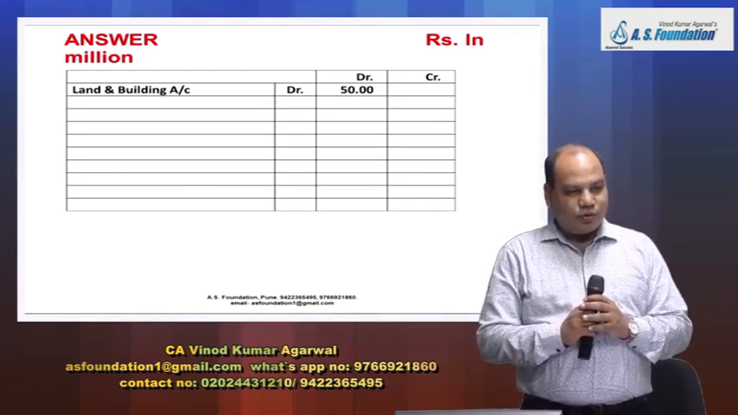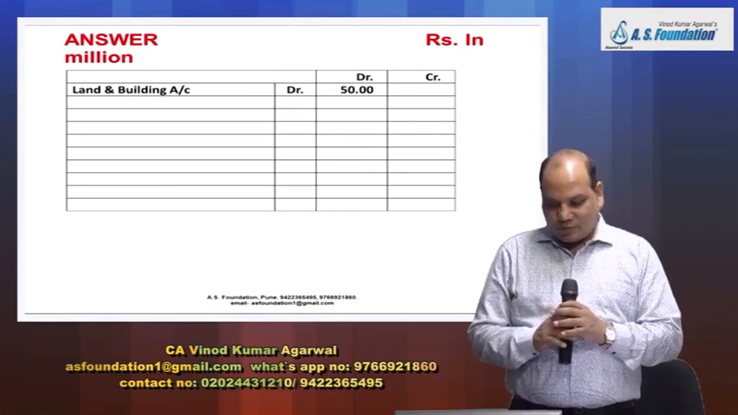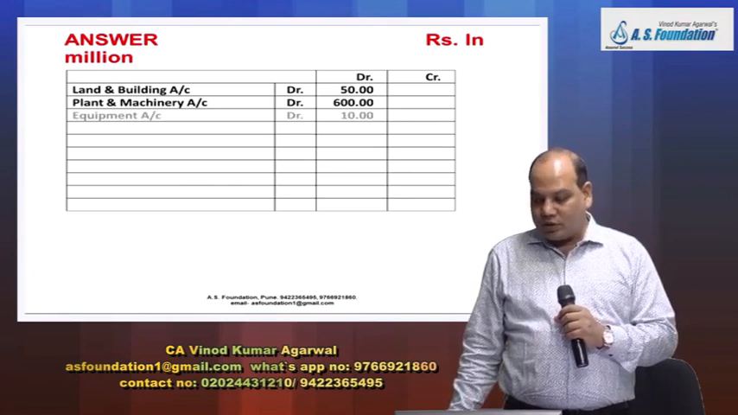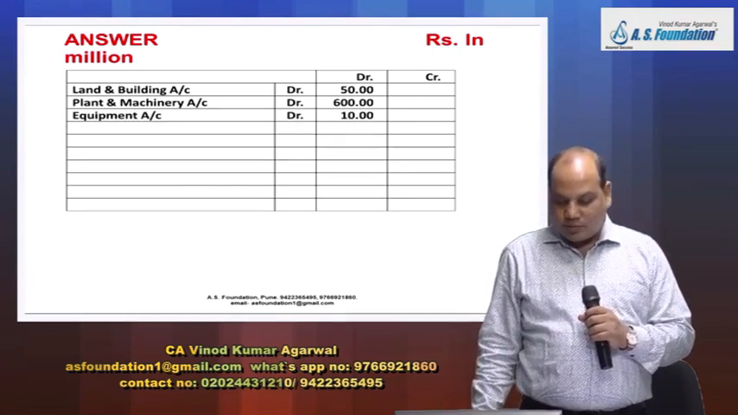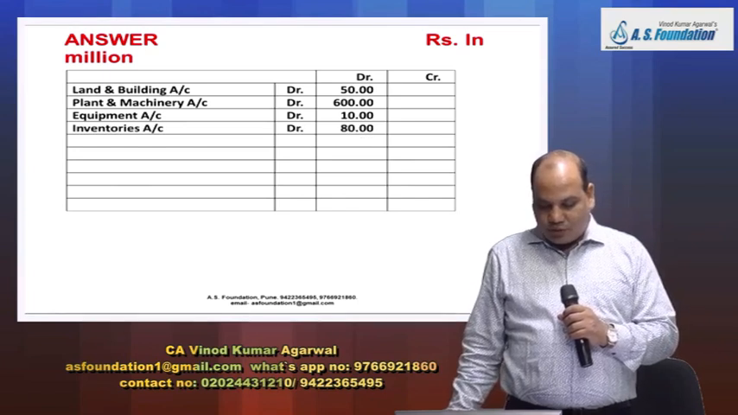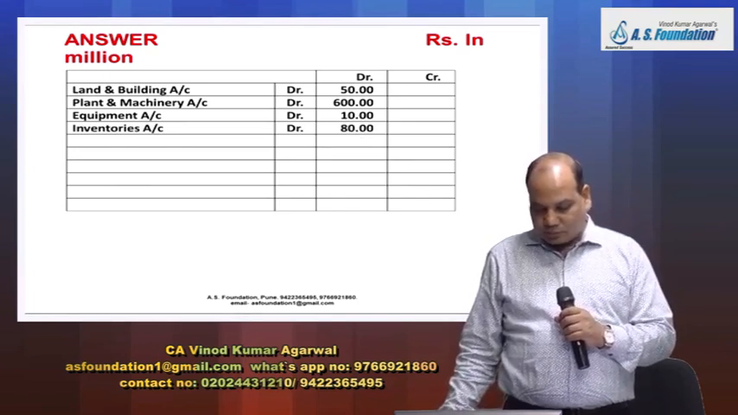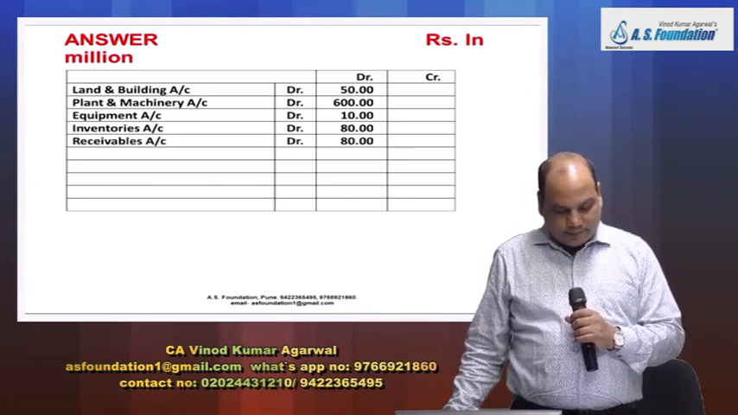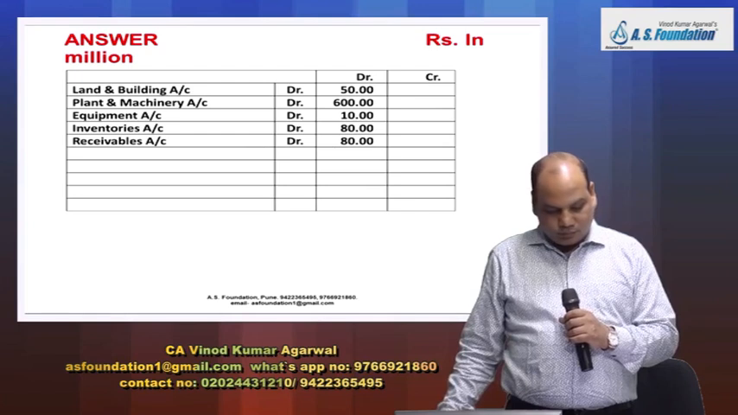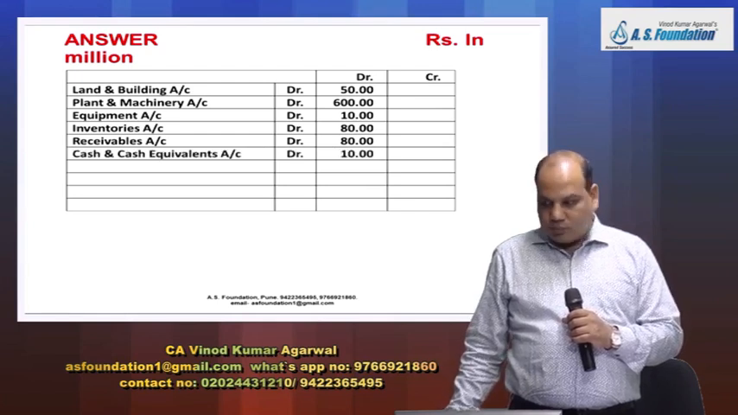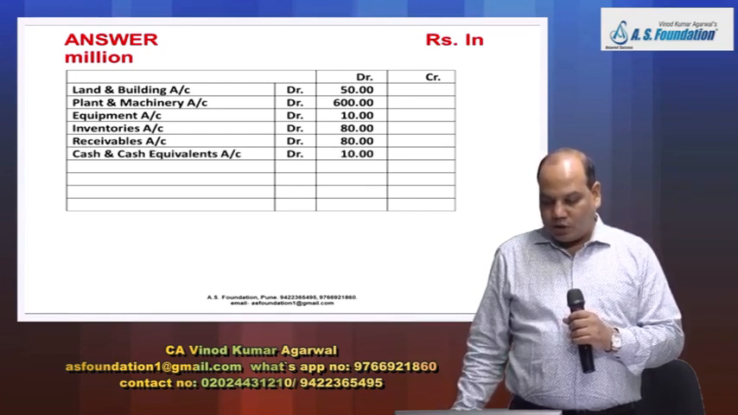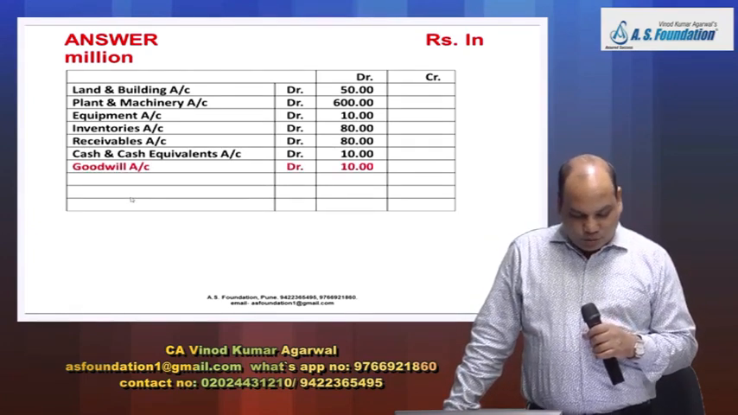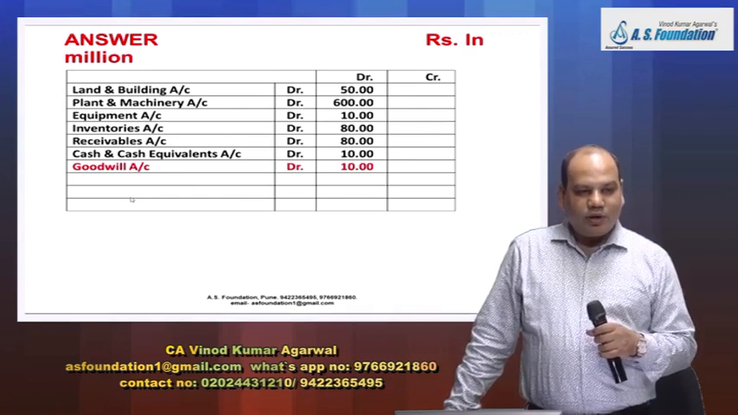Land and building, only record fair value. Ignore carrying amount. 50. Plant and machinery debit 600. Equipment account debit 10. Inventory account debit 80. Receivable account debit 80. Cash and cash equivalent account debit 10. Goodwill account debit, already calculated, 10.